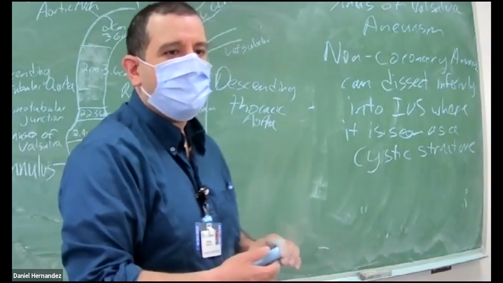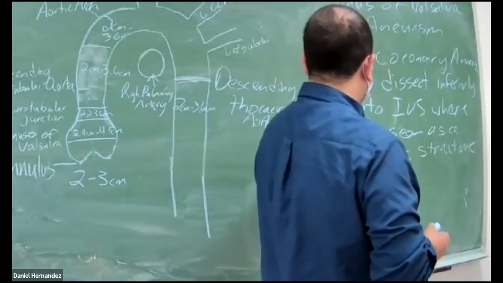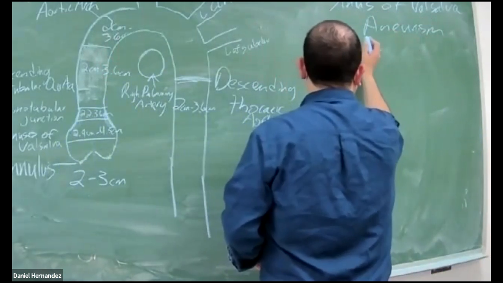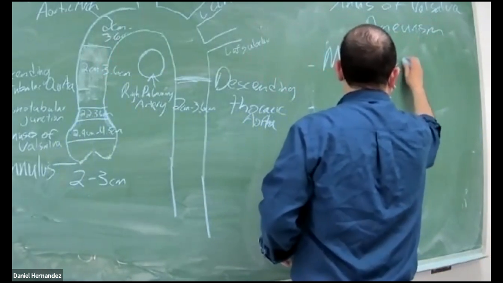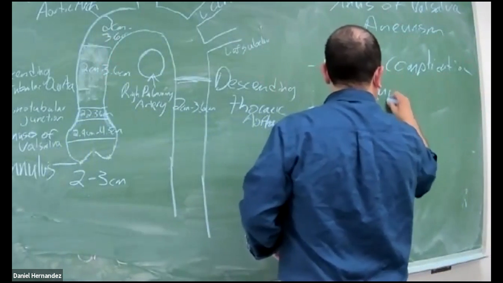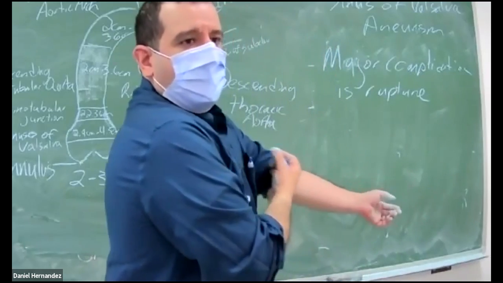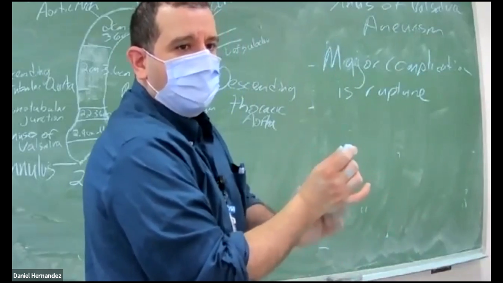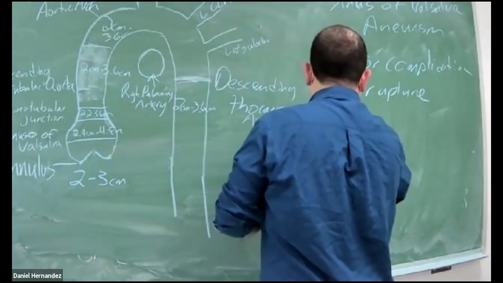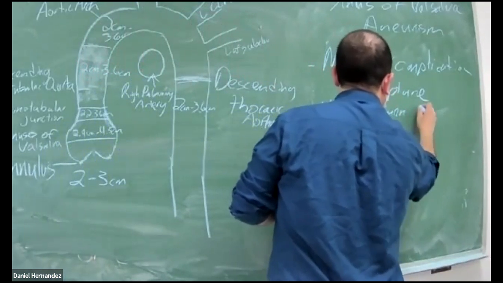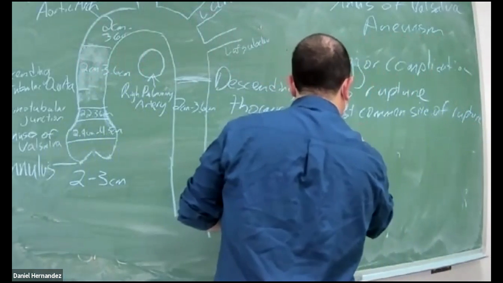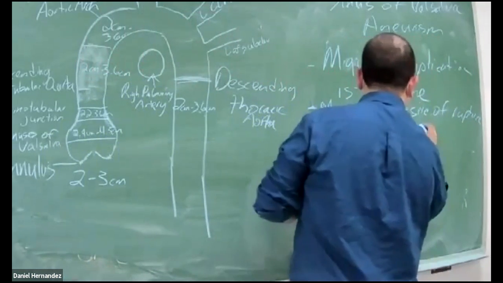So a major complication of sinus of Valsalva aneurysm is rupture. And the most common location of right sinus of Valsalva rupture is into the right atrium.